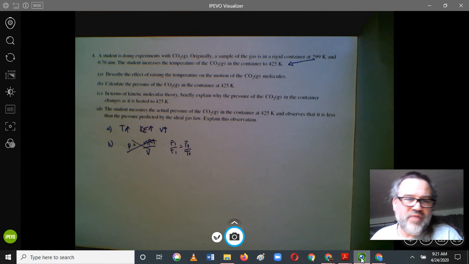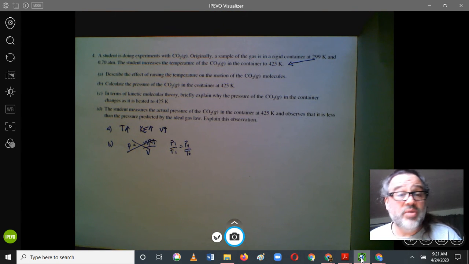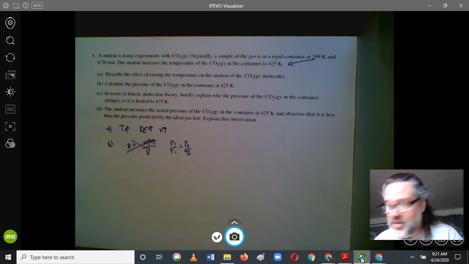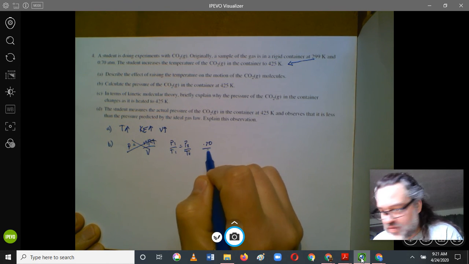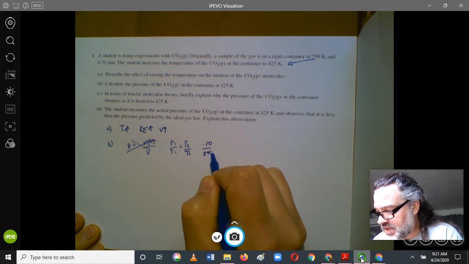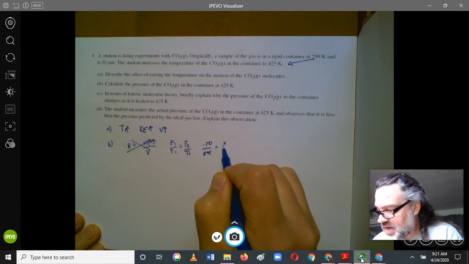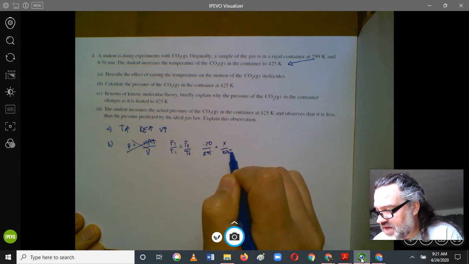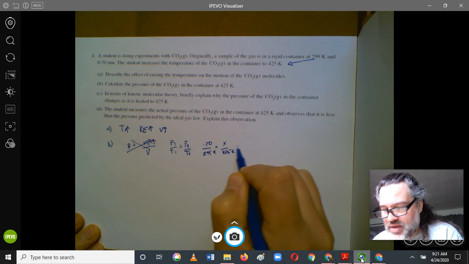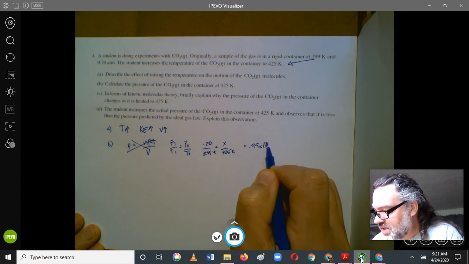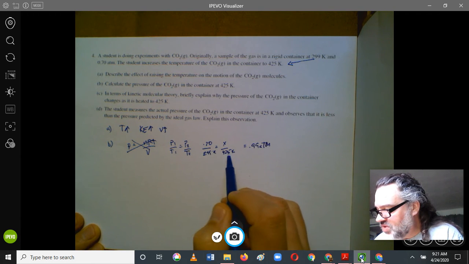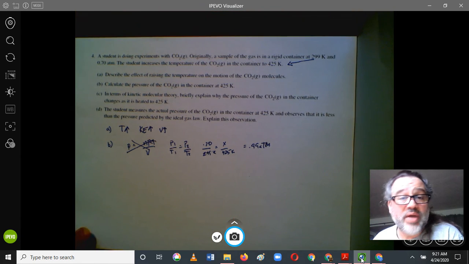So remember, we often fall to the ideal gas law, and it is the most common gas law we use. But this is called the Gay-Lussac law, and it's just pressure and temperature are directly related. And so if I substitute the numbers in, 0.70, and that's at 299 Kelvin, and that equals X at 425 Kelvin, we get our X to equal 0.99 atmospheres. So it makes sense. As the temperature goes up, the pressure goes up, directly related.